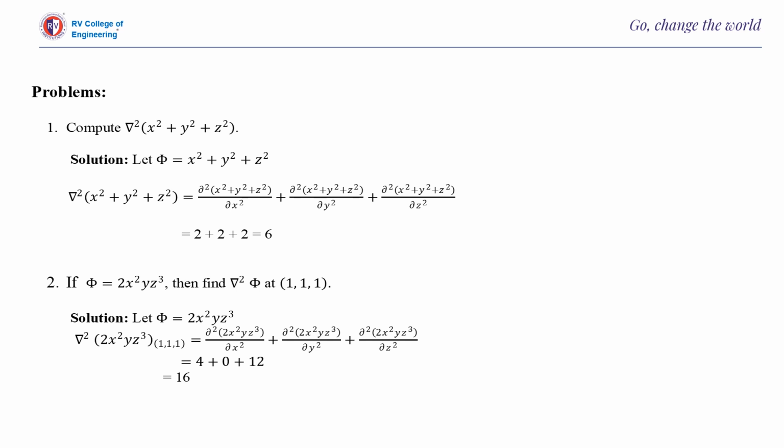In the first term, we differentiate the function partially with respect to x, keeping the other two variables as constants. As we differentiate the first time, we get 2x. Then the second differentiation with respect to x gives us 2. Similarly, here 2y and then on the second differentiation 2. For the third term, as we differentiate with respect to z twice, we get 2. Thereby we get 6 as the answer.